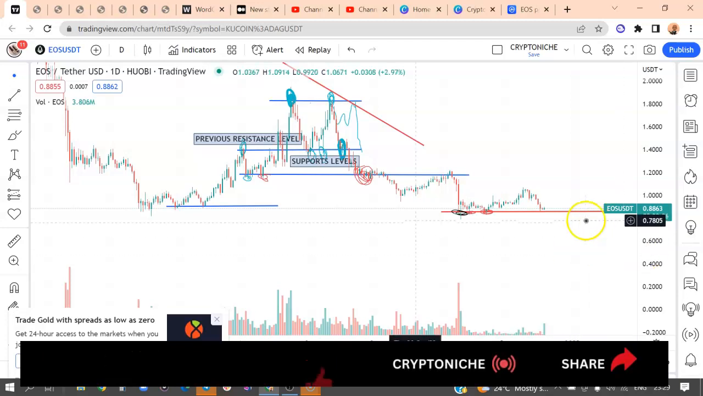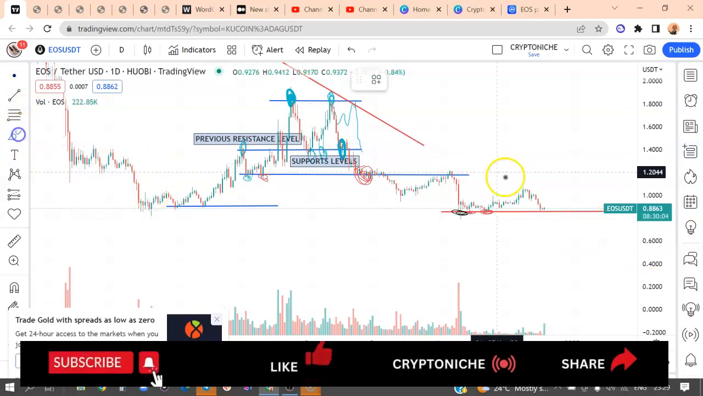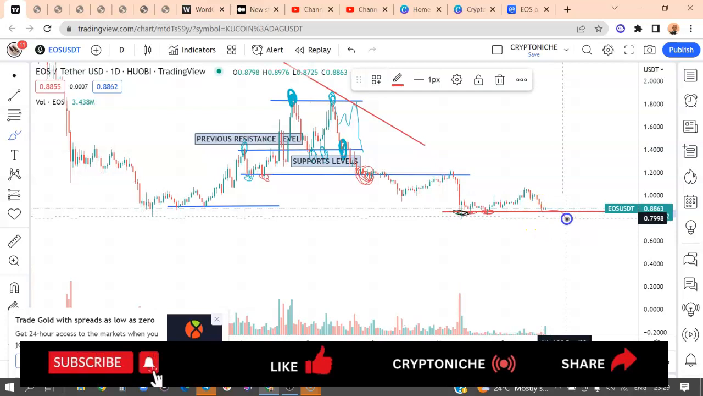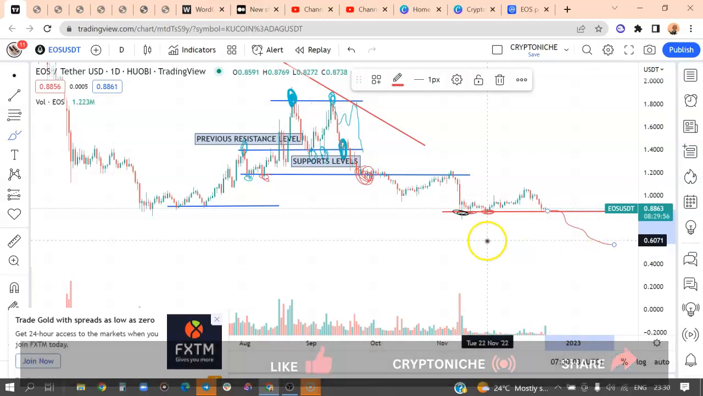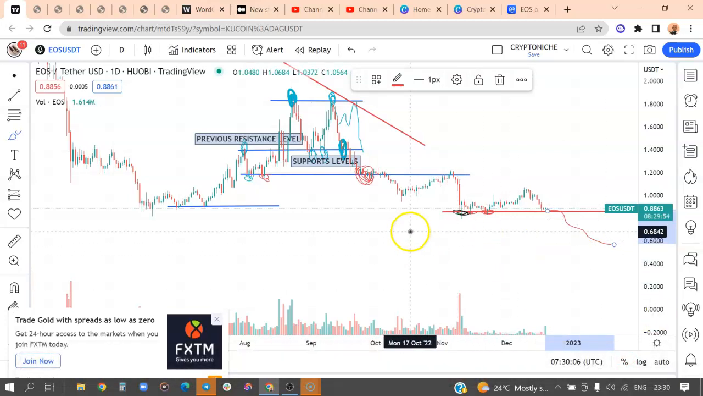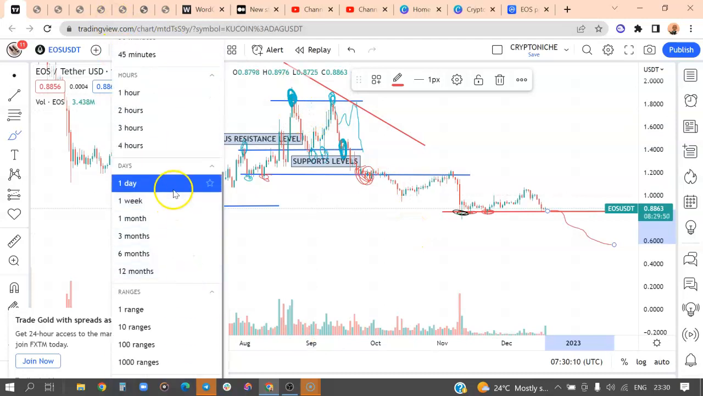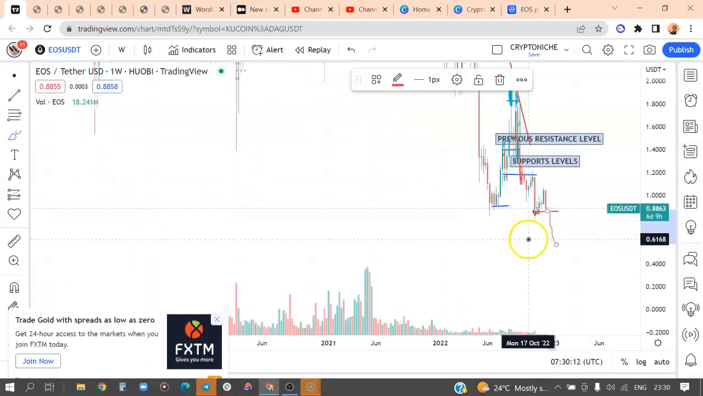Once the support is broken, you should be expecting it around here. That is where the historical support is. Let me show it to you guys. Let me go to the weekly time frame.